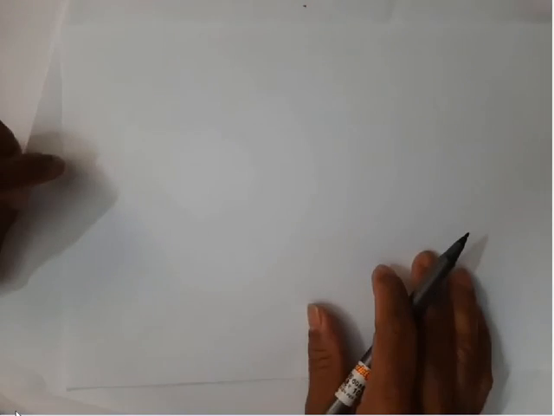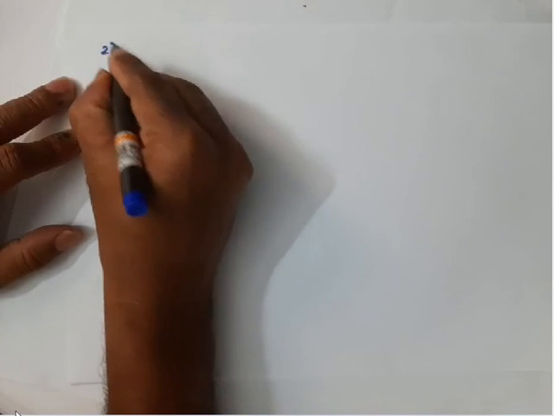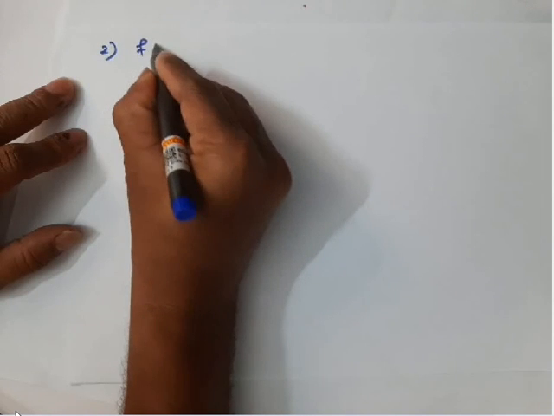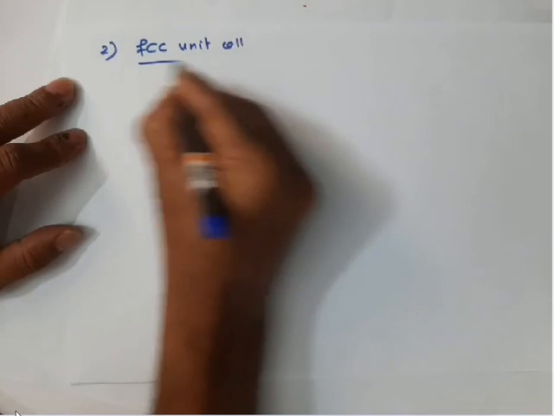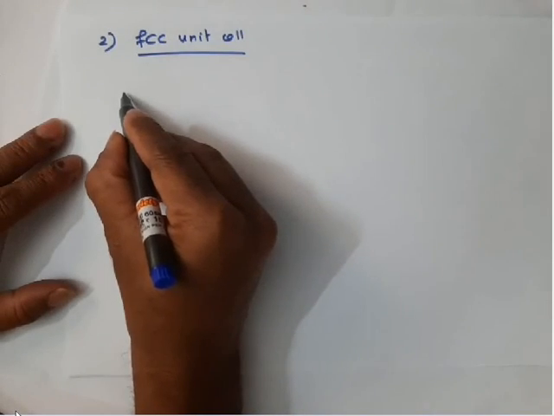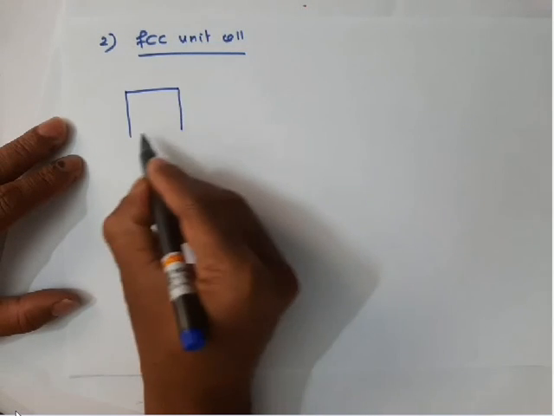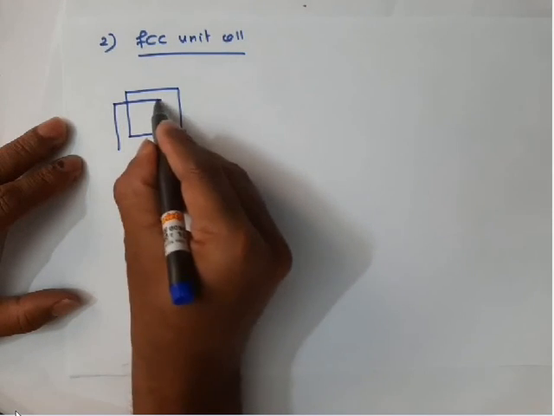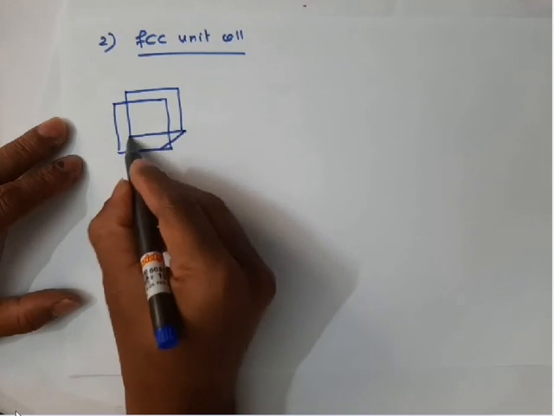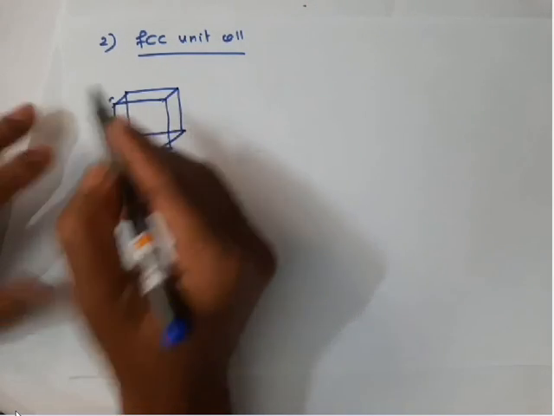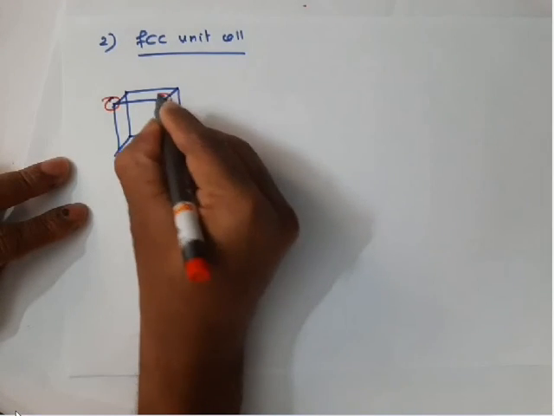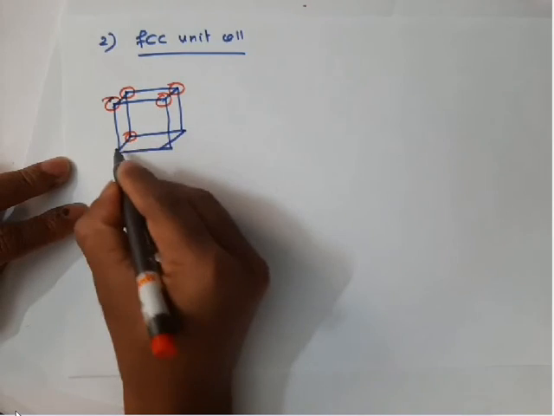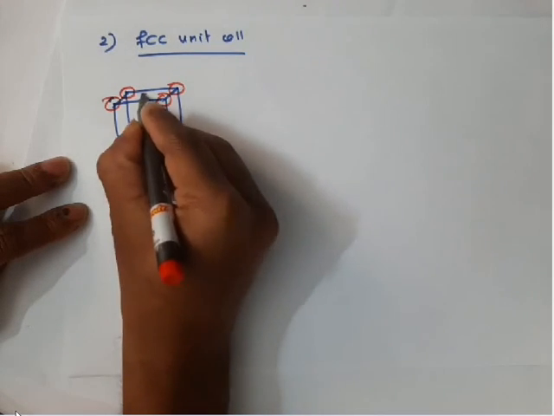First, let me take FCC, number 2, face-centered cubic unit cell, FCC unit cell. In the face-centered cubic unit cell, we draw a unit cell like this. In the beginning level, we draw like this. We'll place a cube and place atoms at the corners. All the corners, and all the face centers are occupied by atoms.